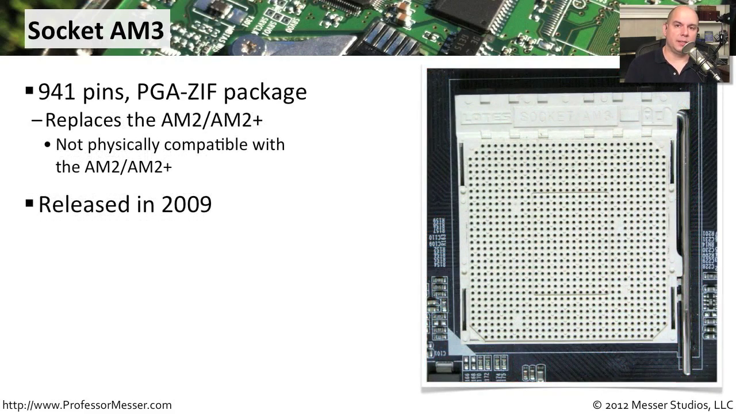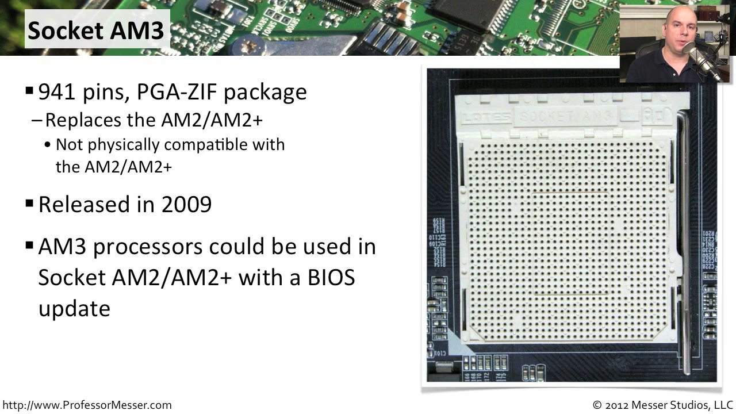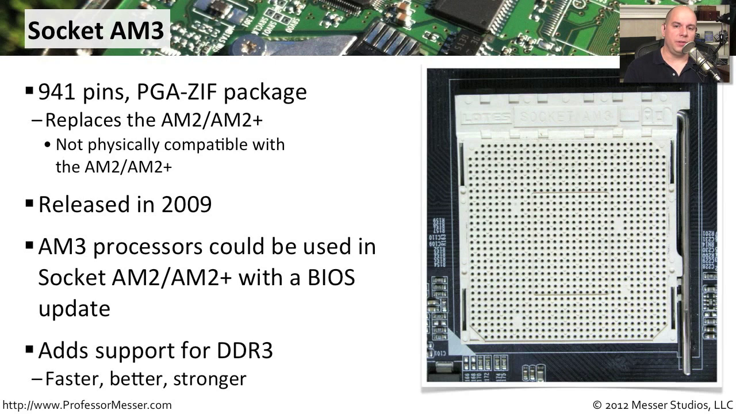AMD's next generation of processors used a new socket called the socket AM3. This was a 940-pin socket, again using that PGA ZIF package, and it effectively upgraded and replaced the AM2 and the AM2 Plus sockets. What was interesting about this socket is that there was some backwards compatibility. You could take a processor designed for an AM3 and put it into an AM2 or AM2 Plus socket motherboard. Usually it required a BIOS upgrade. One major advantage of using the socket AM3 is that the processors were able to use DDR3 memory, so you can have higher throughput and faster performance.